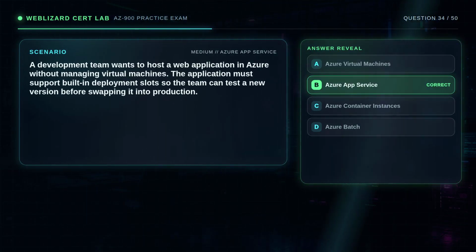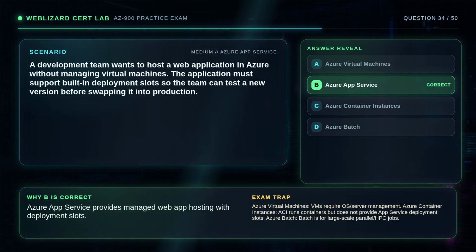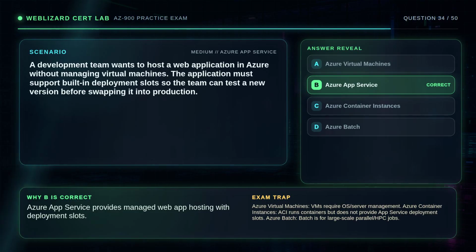The correct answer is B. Azure App Service. Azure App Service provides managed web app hosting with deployment slots. Azure Virtual Machines. VMs require OS/server management. Azure Container Instances. ACI runs containers but does not provide App Service deployment slots. Azure Batch. Batch is for large-scale parallel/HPC jobs. The exam clue is host a managed web application with deployment slots and no virtual machine management.